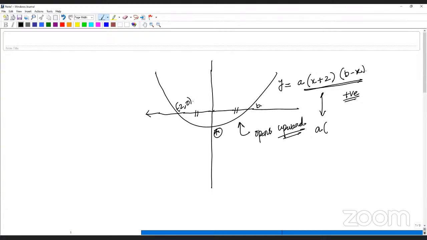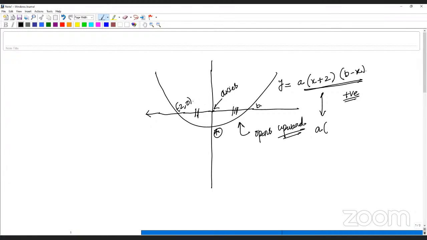Okay. But one thing, sir. When the parabola cuts the x-axis on both sides, at (-2, 0), the same distance will be on the other part. Correct. If this is your axis of symmetry, then this distance is the same as this distance. But the problem is you don't know the axis of symmetry of this parabola.